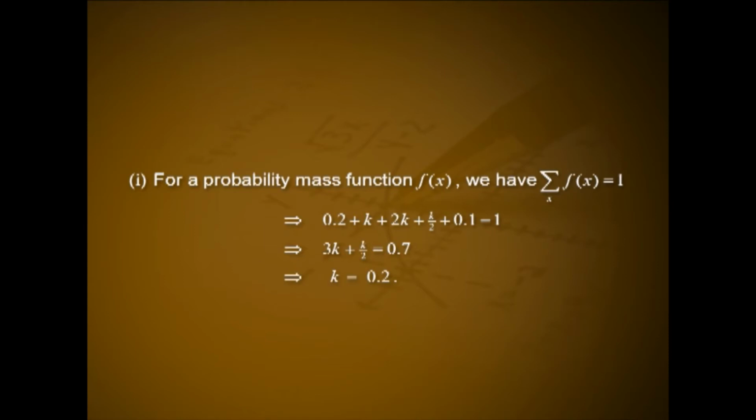Solution. Number 1, for a probability mass function f of x, we have summation over x f of x that is equal to 1. So, here 0.2 plus k plus 2k plus k by 2 plus 0.1, that is equal to 1. This implies 3k plus k by 2 is equal to 0.7. This implies k is equal to 0.2.